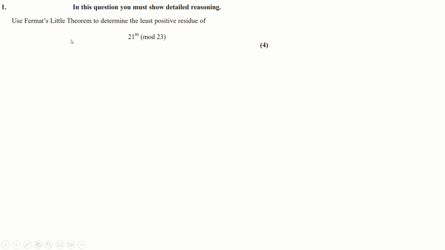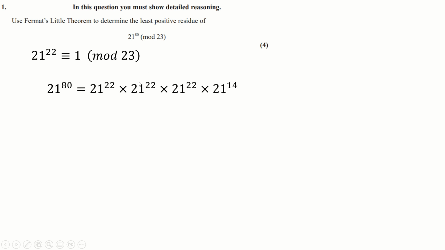Let's just do it. Fermat's little theorem, or one version of it, says that as long as this number is prime, then this number to the power 1 less than this, so 21 to the power 22, is 1 mod 23. That's quite useful because we can break 21 to the power 80 up into a bunch of 22s, all of which are just 1 mod 23, so they're irrelevant. And then you've got left over 21 to the 14.